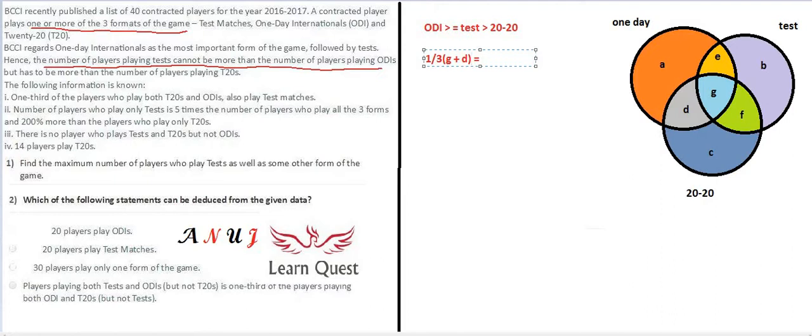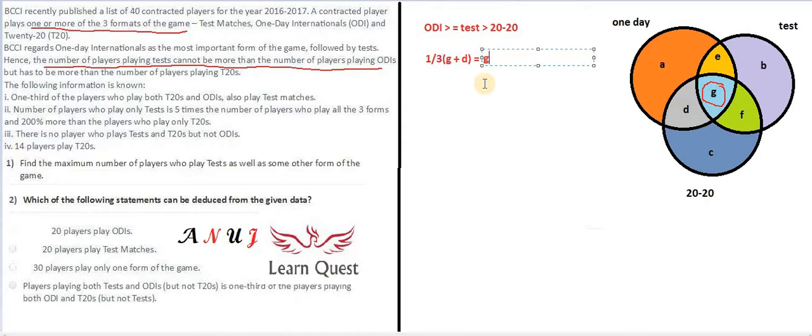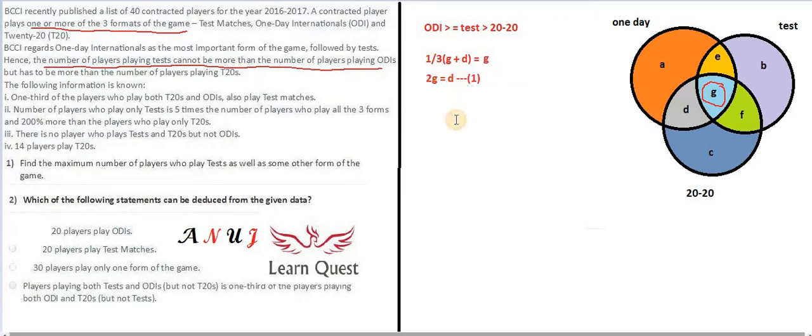One third of the players who play both T20 and ODI also play Test matches. What does it mean? It means one third of the players who are playing these two games also play the third game, meaning Test also. So they are simply saying this is equal to G. Now just solve this. 3G this side will go, 3G minus G will be 2G. 2G is equal to D is the equation from the first statement. This is all it means. I hope this is clear.